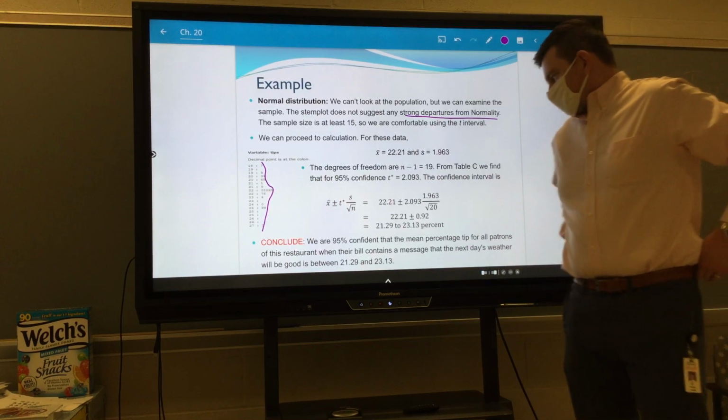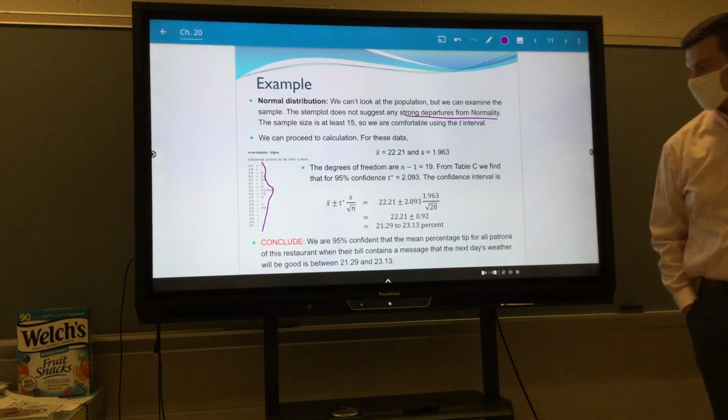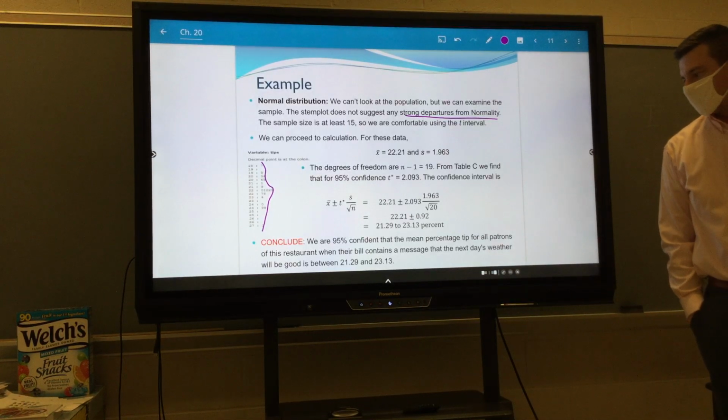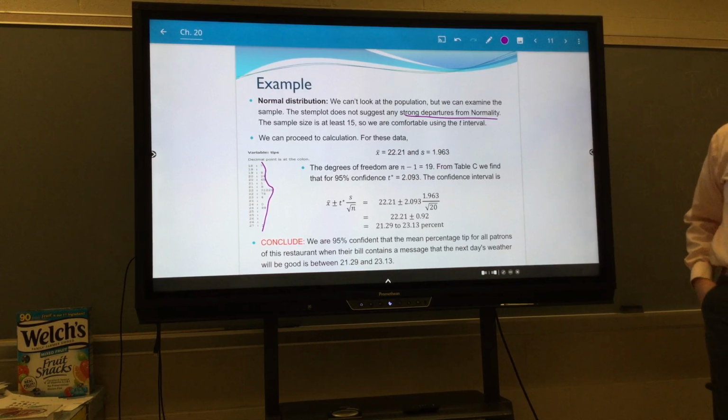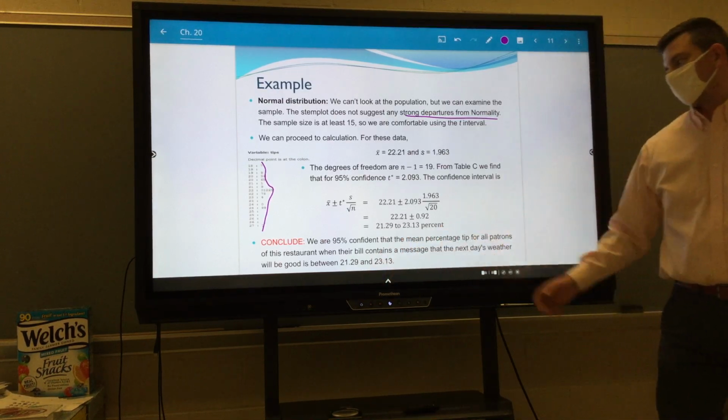So we got this. Again, our interpretation of a confidence interval. We are 95% confident that the mean percentage tip for all patrons of this restaurant is between 21 and 23%.